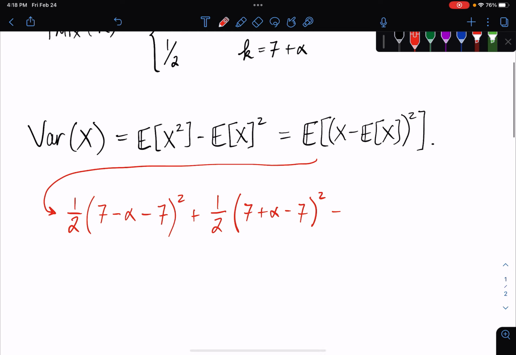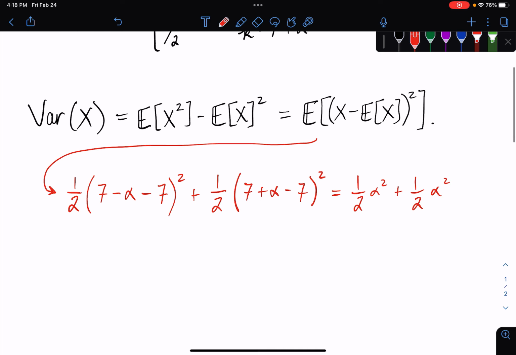And what do we get? We're going to get 1/2 times alpha squared plus 1/2 times alpha squared. So this variance here just equals alpha squared. And we said we wanted that to equal 12. Great. Alpha equals the square root of 12.